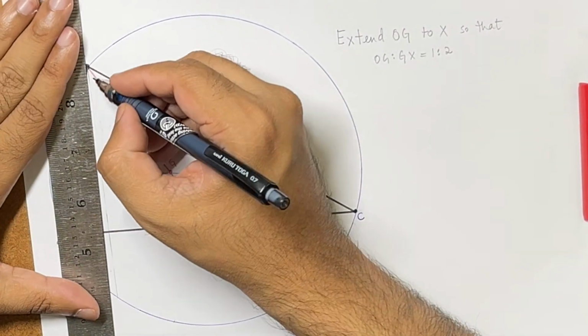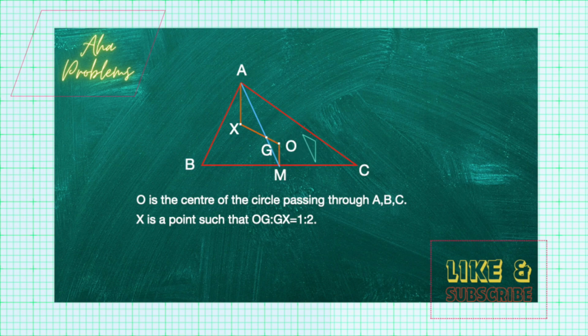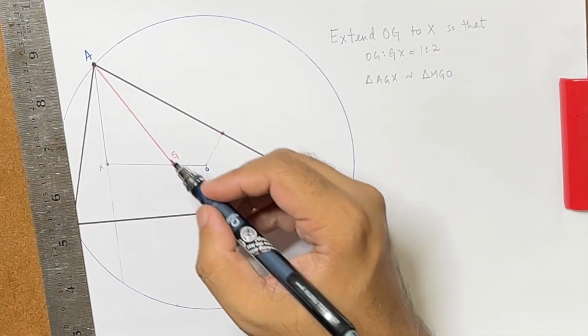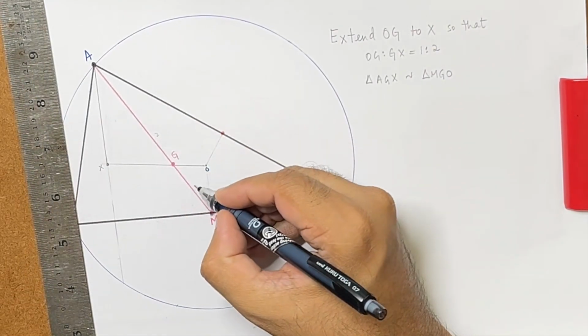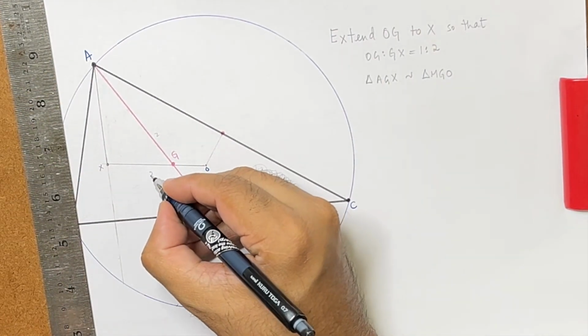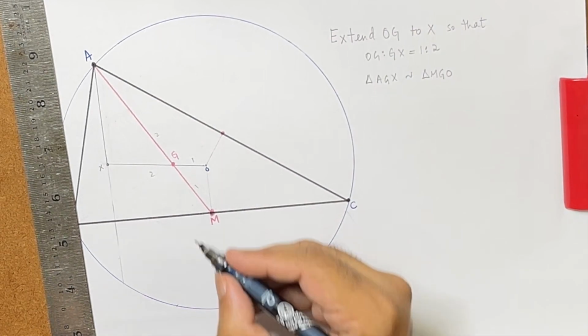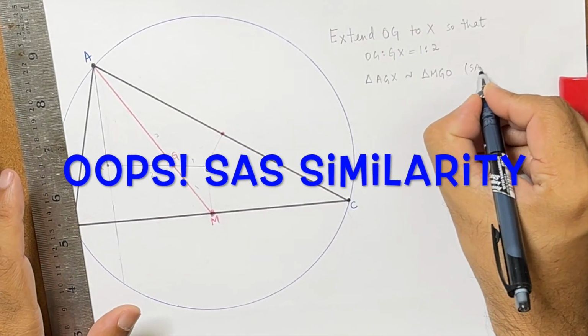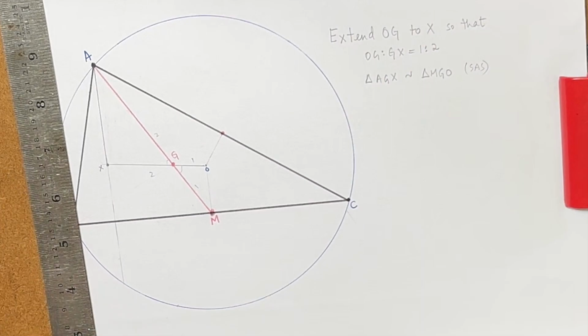If you join A to X, you see that triangle AGX and triangle MGO are in fact similar. The reason is we already know AG is to GM is 2:1. We have constructed X such that XG is to GO is also 2:1. And now we also know that these two vertically opposite angles are equal. So by SAS, side angle side, we have these two triangles similar.